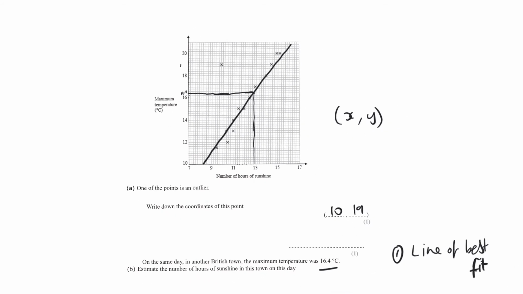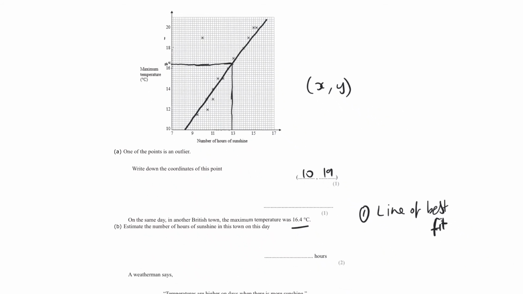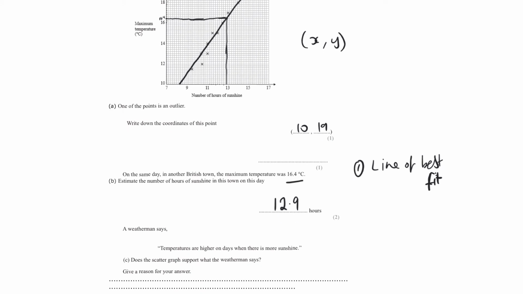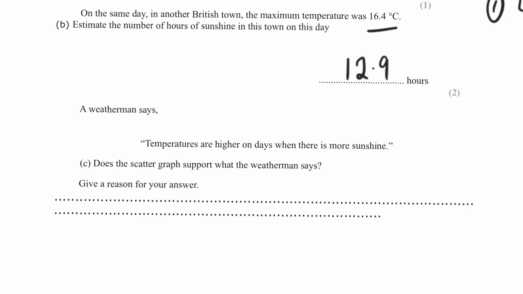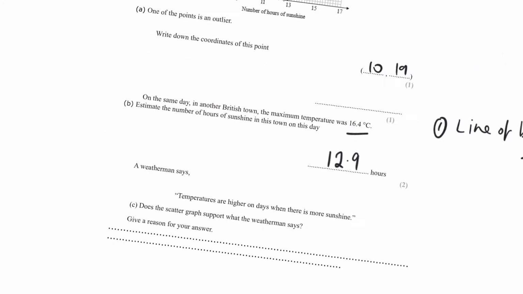This question was on a paper before, and to be fair, the mark scheme did say to allow a range between, I think, 12.8 to 13. So 12.9. So that's the end of that part. And then it goes on to say a weatherman says, let's zoom in to see what the weatherman's saying. So it says the weatherman says that the temperatures are higher on days when there's more sunshine. Does the scatter graph support what the weatherman says? Well, let's have a look at the graph.